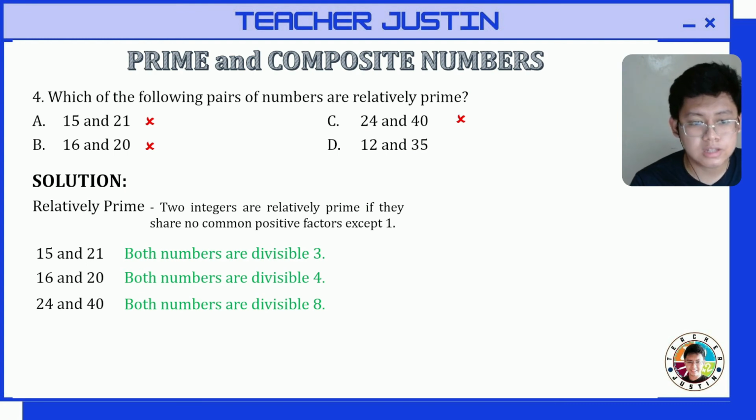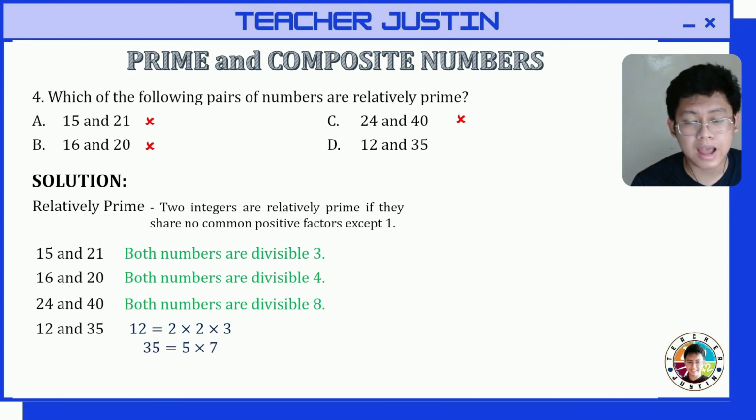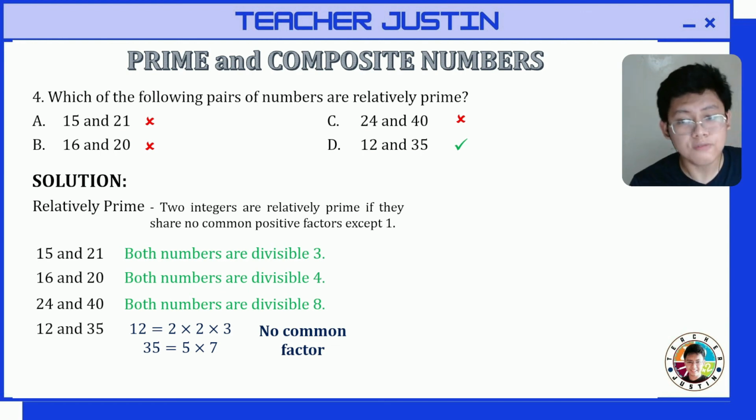Next, let's try letter D. 12 and 35. Let's try to factor 12. Ang factors niya ay 2 times 2 times 3. At ang 35 naman, ang factors niya ay 5 times 7. So, kung titignan natin yung prime factors nila, wala silang common na factor. So, since walang common factor, we can say that 12 and 35 are relatively prime. So, to answer this item, it will be letter D, 12 and 35. That's it! Ta-da! Alright. And that is it.